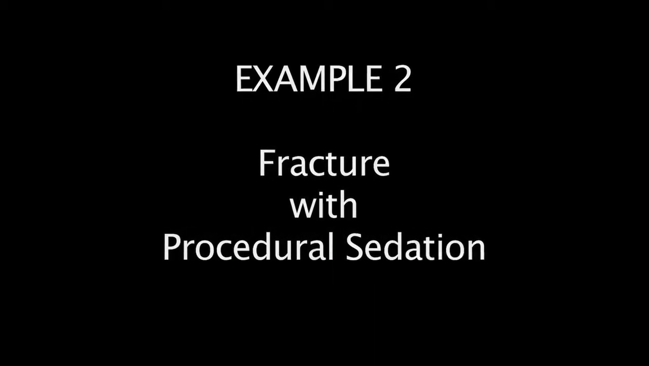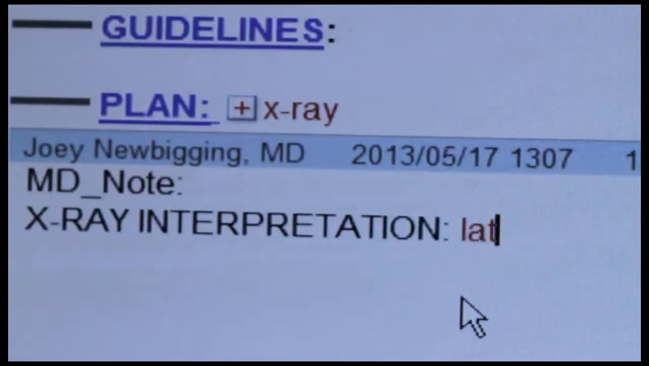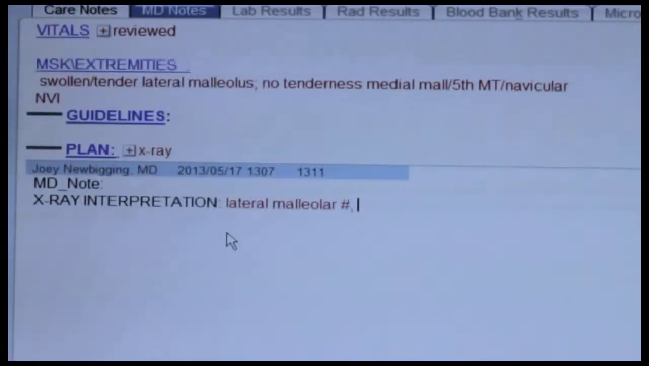The rest of the examples in this video are going to focus on billing only. This case involves reducing a fracture with a second physician giving procedural sedation. As usual, you document your normal history and physical examination. In this case, you've diagnosed a lateral malleolar Weber B type ankle fracture that needs reduction.